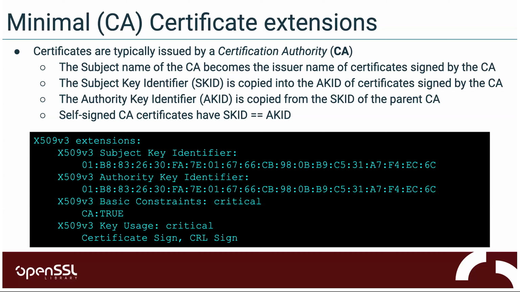And finally, I'm showing here a key usage. A certification authority will usually indicate in its key usage that it's supposed to be able to sign certificates and sign certificate revocation lists. Other key usages are available, and some of those may also be present in some certification authority certificates, but those are the two most important ones. A certificate, again, I mentioned, is self-signed when the subject key ID is equal to the authority key identifier. Otherwise, it's presumably issued by some other CA.